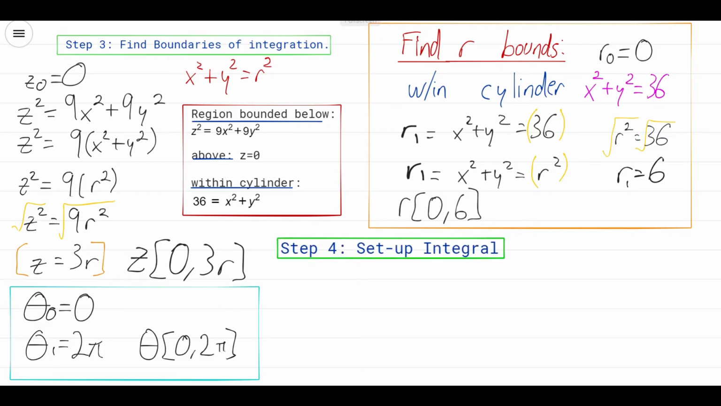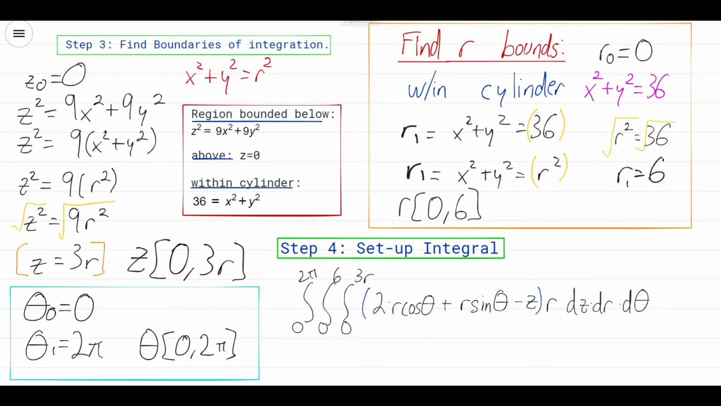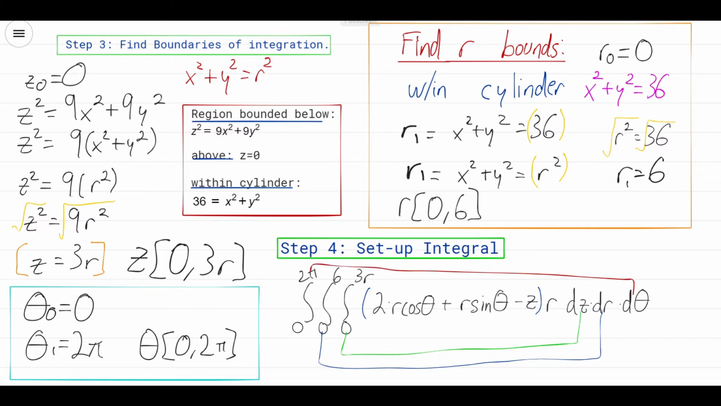So now in step 4, we're going to set up the integral. We know our outer bounds are 0 to 2 pi. Our r bounds are from 0 to 6. And since our z has the most variables, it's going to be our inner bounds from 0 to 3r. So we know 2r cosine theta, our f of x, y, z, f of r theta z, 2r sine theta minus z. And then the dv, which is r dz dr d theta. So that's our integral. First we integrate with respect to z, then with respect to r, then with respect to theta. So let's go ahead and integrate this function.